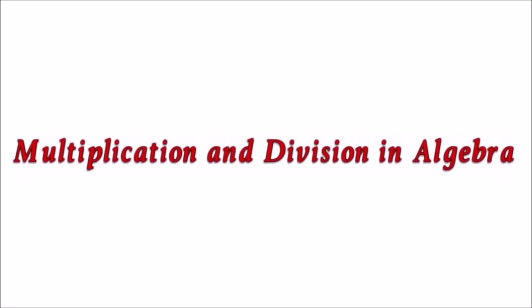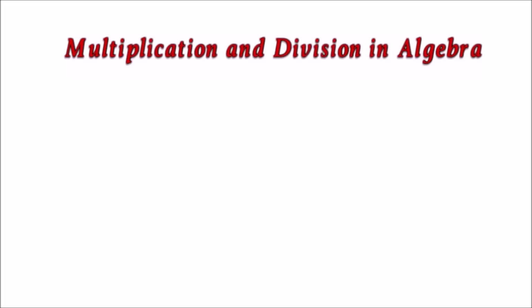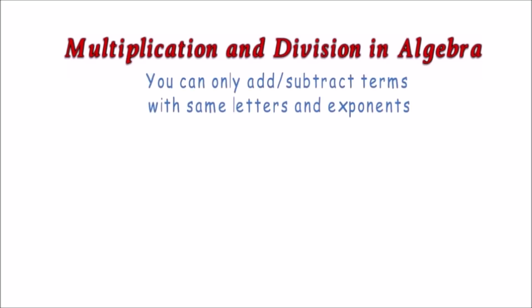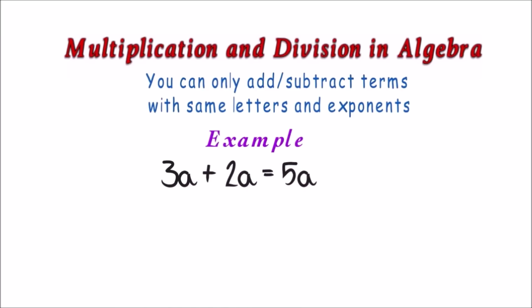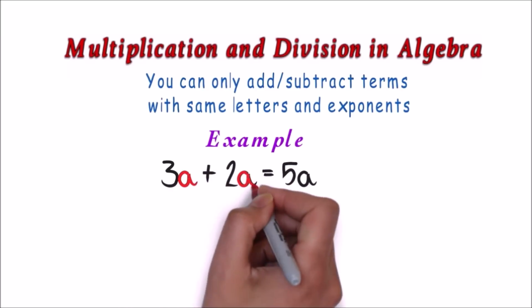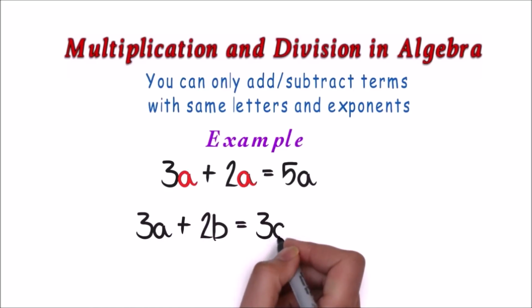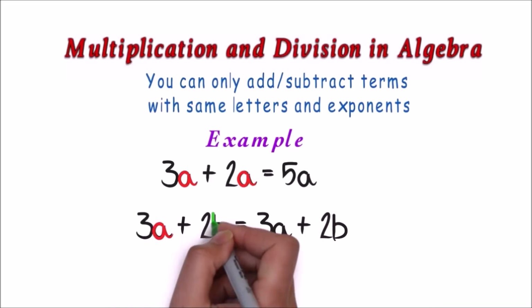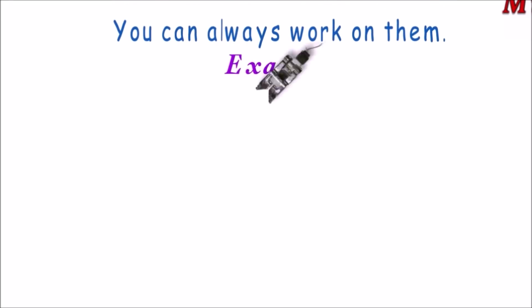Multiplication and division in algebra. When we learnt addition and subtraction in algebra, we said that letters must be exactly the same before you can add or subtract them. Example, we can add 3a and 2a because both have the same letters after the number. We also said we cannot add 3a and 2b because the letters are different. For multiplication and division, it doesn't matter the letters. You can always work on them.